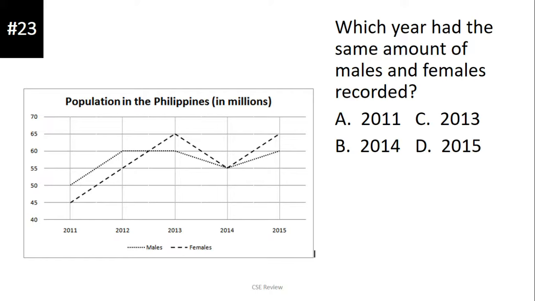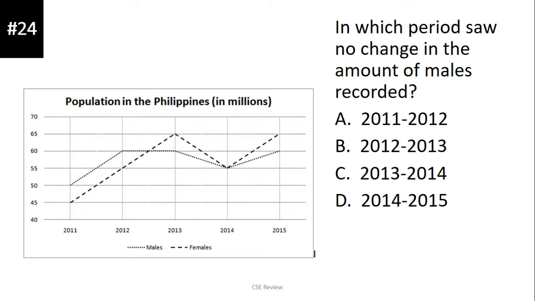23, which year had the same amount of males and females recorded? Sabi, same amount, ibig sabihin dapat pantay yung dami nila. Saan ngayon nag-intersect yung lines? The answer there is this, ito, 2014. Kasi kung nakikita ninyo, dito sa 55 yung females, dito din sa 55 yung males. So, ito yung year na pareho ang dami ng males and females, 2014. So, letter B ang sagot.